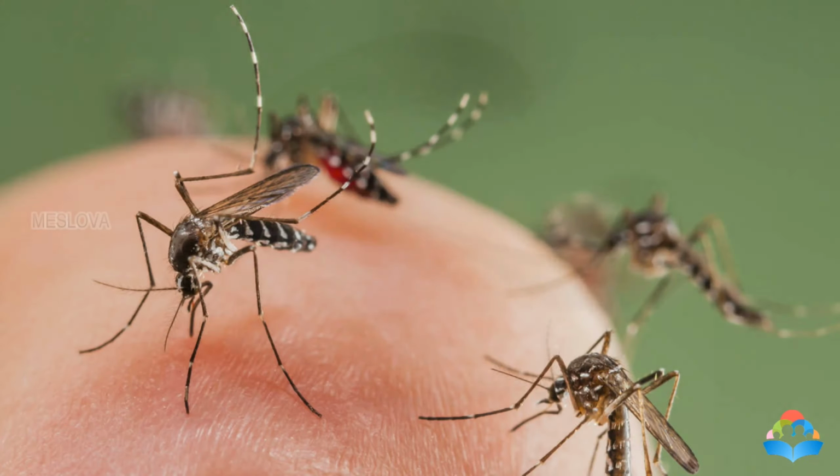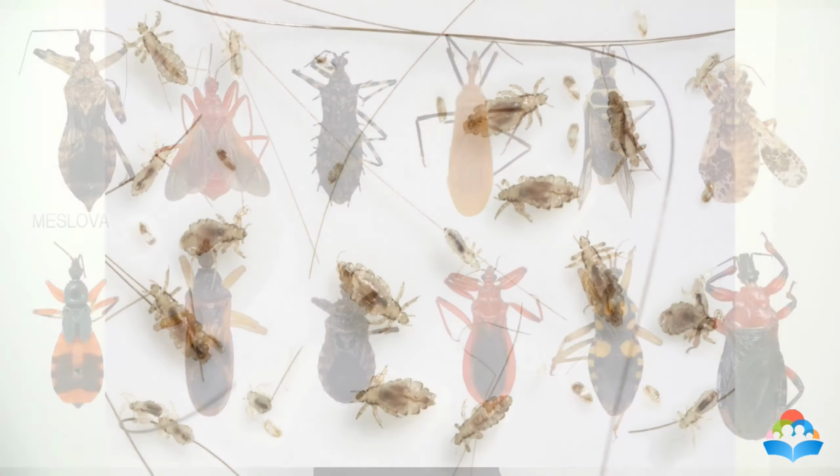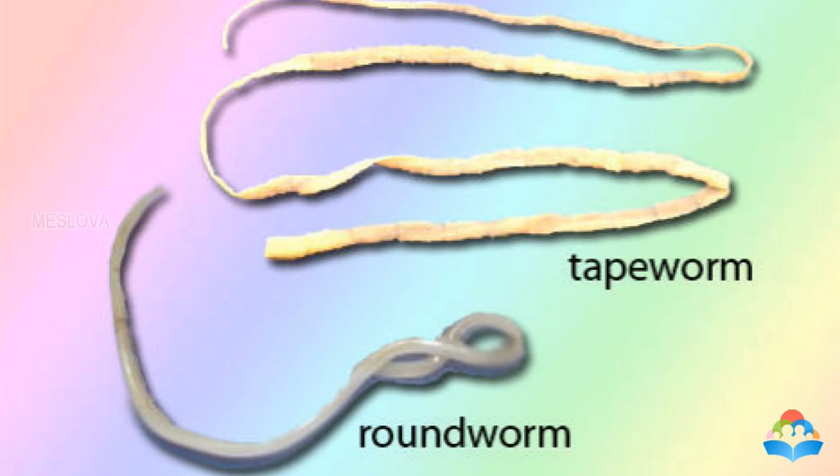In animals like mosquitoes, leeches, bugs and lice, and also different types of tapeworms and roundworms present in our intestine, almost all are parasitic in nature, and this type of feeding mechanism is called the parasitic way of feeding mechanism.